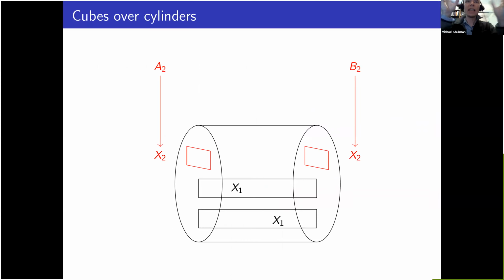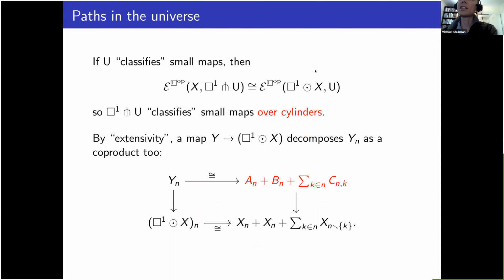And those An's and Bn's are going to live all by themselves, and they're going to essentially assemble into a cubical object A, which maps to X, and a cubical object B, which maps to X. If you want, you can think of those as what's classified by injecting X into the endpoints of the cylinder. X maps into the cylinder on one side and the other side, and so you pull Y back to those two pieces, and you get an A over X and a B over X.